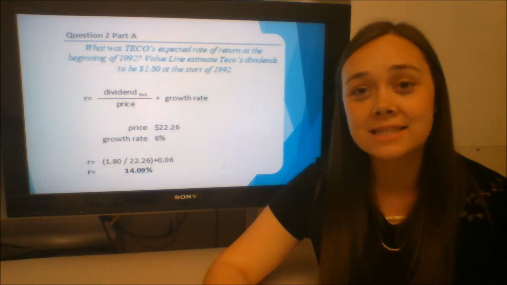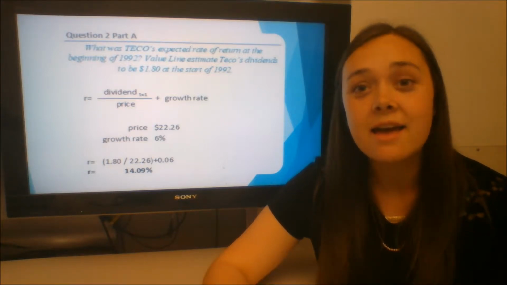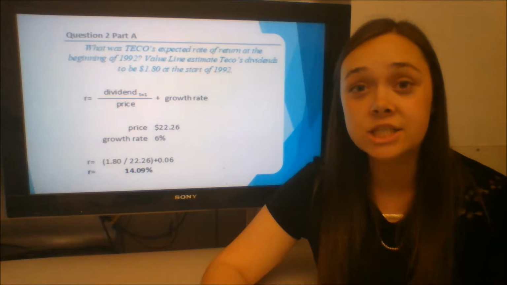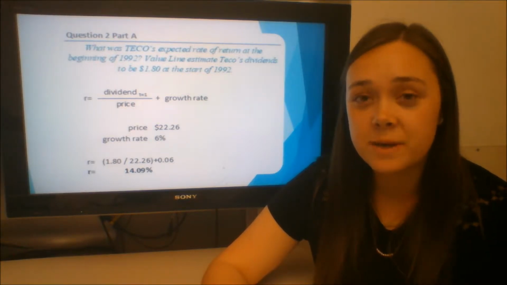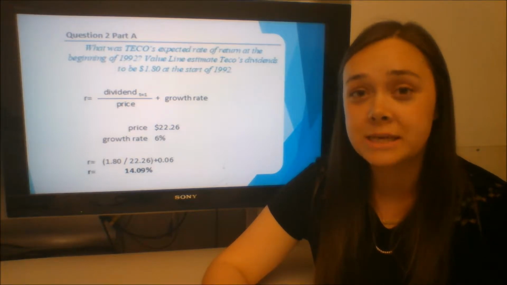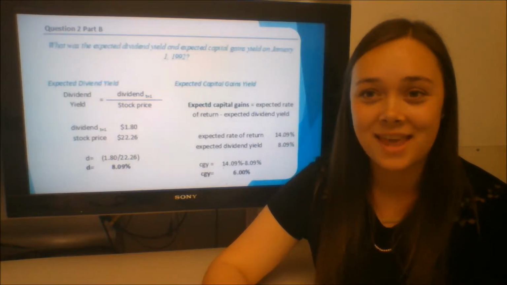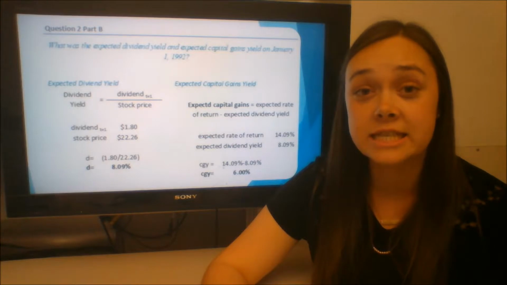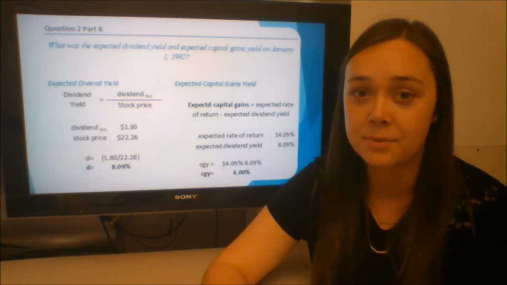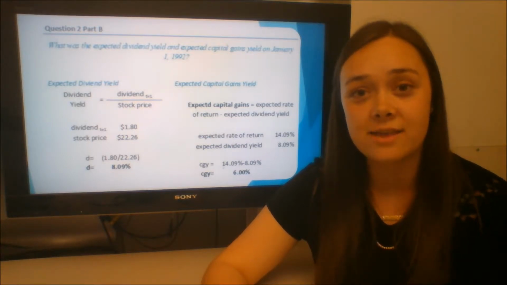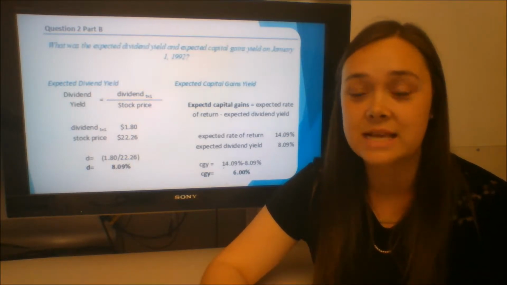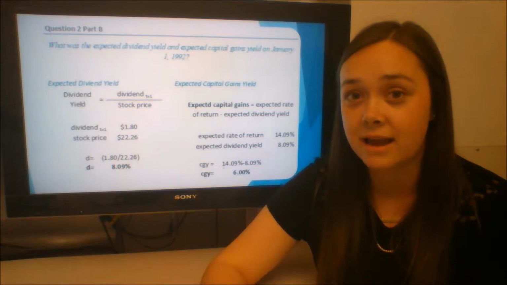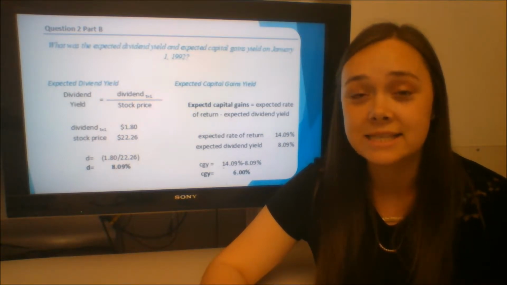For Part A, we were asked to find the expected rate of return on the date of January 1st, 1992, given the fact that there was a dividend of $1.80. With all this information, I found an expected rate of return of 14.09%. Question 2, Part B, asks us to look into expected dividend yield and the expected capital gains yield based on the same date of January 1st, 1992. Through the equations found on this slide, I was able to find the expected dividend yield of 8.09% and the expected capital gains yield of 6%.